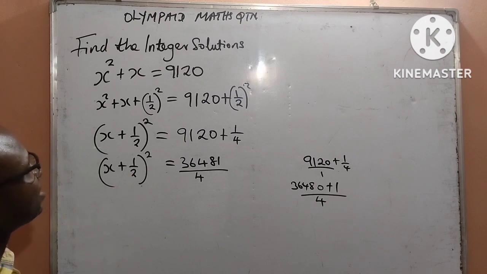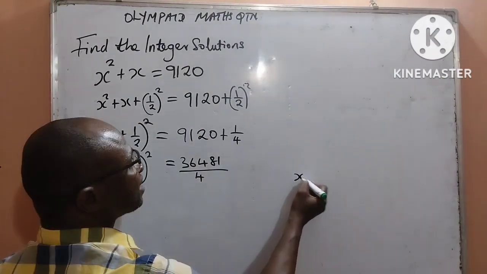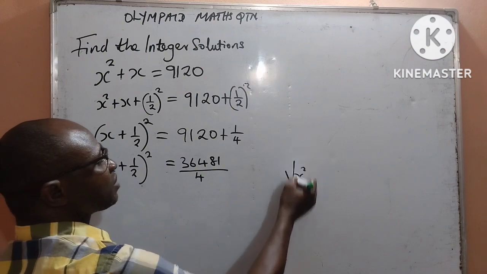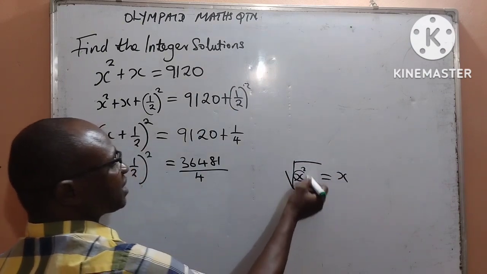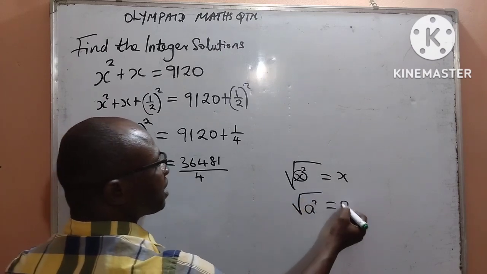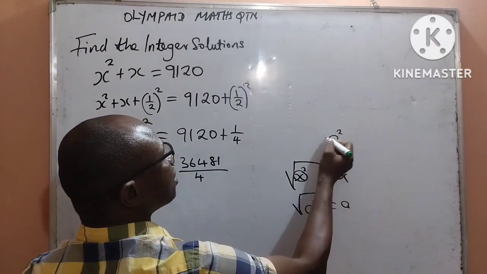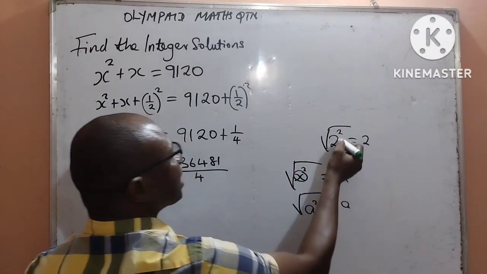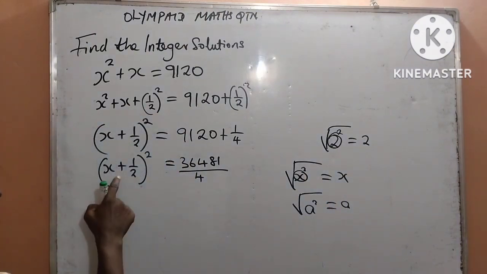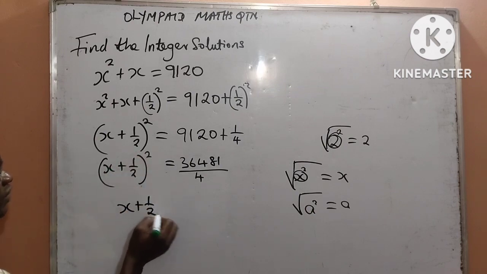Good. The next step I shall take now, I want to take the square root of both sides. See with me that if I have x to the power 2 and I take the square root of it, the result shall be just x. If I have a to the power 2 and I take the square root of it, my result will just be a. This means that if I have 2 to the power 2 and I take the square root of it, my result shall just be 2. So applying this knowledge, the square root of (x + 1/2) all squared will now be simply x + 1/2.